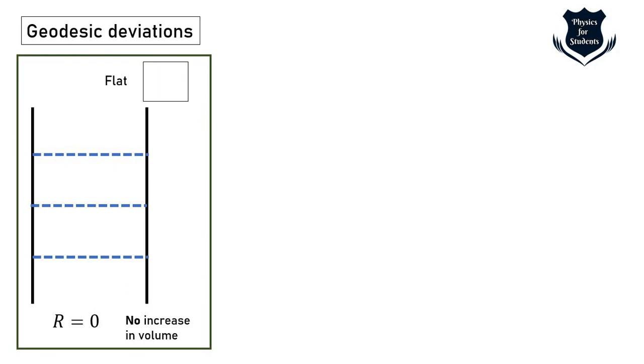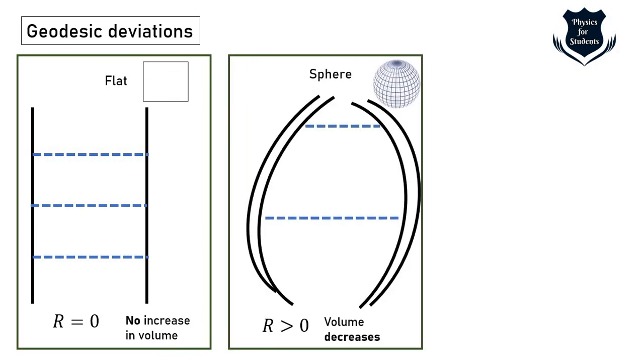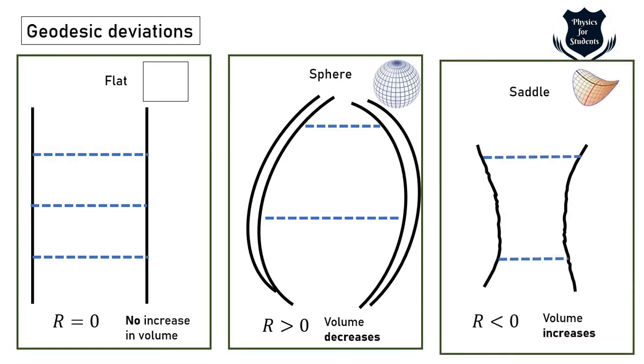So here are a few examples of geodesic deviations. In the flat case, you see I have drawn two lines. It is totally flat. R equals 0, that means there is no increase in volume. Ricci scalar is 0. Now here is a sphere, and we have learned that in a sphere the curvature is positive, so R is greater than 0, and the volume decreases. And in negative curvature, which can be a great example of a saddle, the volume increases, as you see the dotted lines become more. So you can just take note of this.